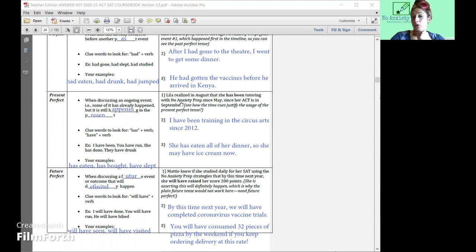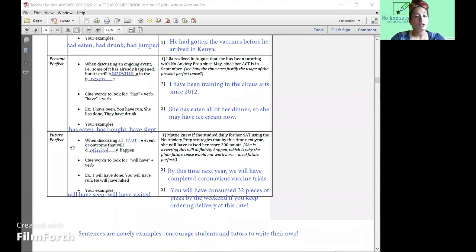And an example. So Lila realized in August that she has been tutoring with No Anxiety Prep since May, since her ACT is in September. So you can see that there are some time cues in there that show you the present perfect is correct. So again, think of your own examples. It's great practice. All right, and then finally we have our future perfect. So that's when you're discussing a future event or outcome that will definitely happen, like my graduation example. Clue words to look for are will have plus a verb.